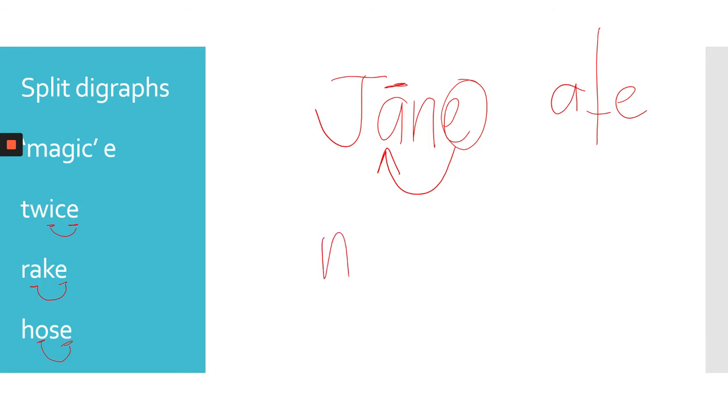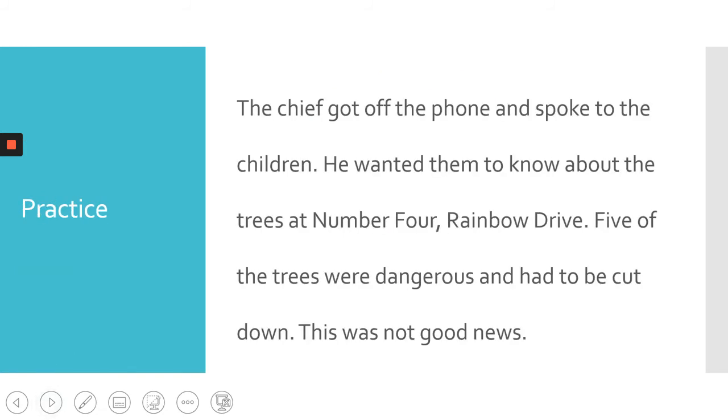Even the word name has a split digraph, doesn't it? Nice and simple example from everyday life. Okay, so let's have a look at this little paragraph. And I'll give you a moment. We'll read it together, and then you can have a think about the digraphs, and then we'll go through it together.